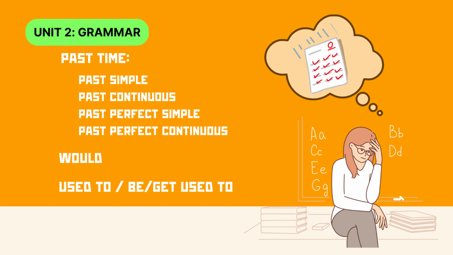Unit 2, Grammar, Past Time. Past simple, past continuous, past perfect simple, past perfect continuous. Would. Used to, be used to, get used to.